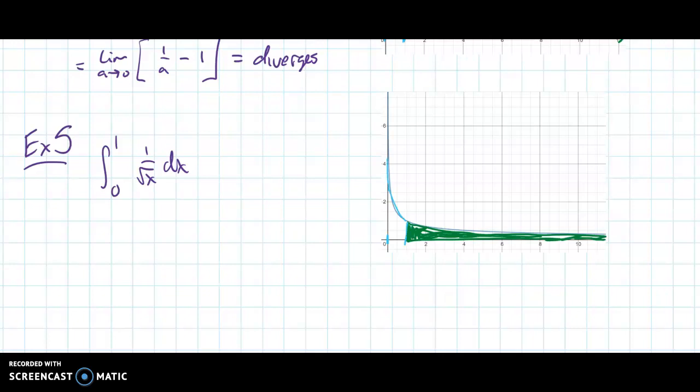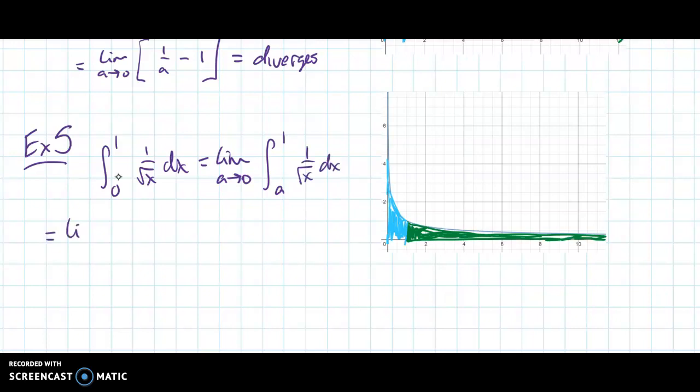So that green one is divergent, but the one that I'm looking for now is from here to here. So notice it hugs that y-axis much faster than this green portion here hugs the x-axis. So I feel like there's a chance here that this one's going to converge. So let's do the calculations. It's the limit as a goes to 0 of the integral from a to 1 of 1 over root x dx.